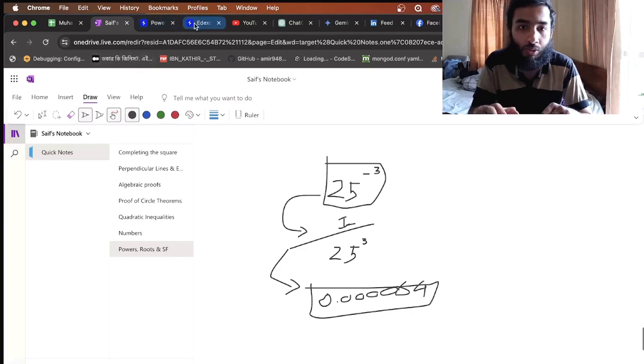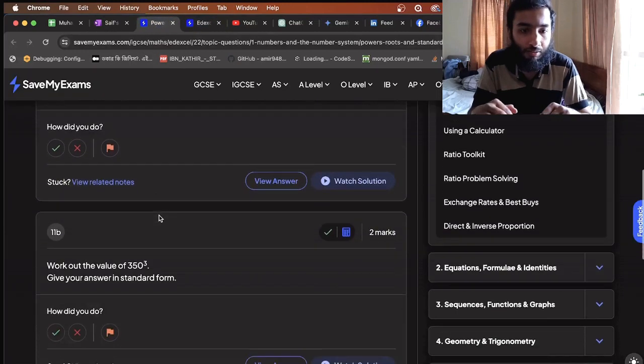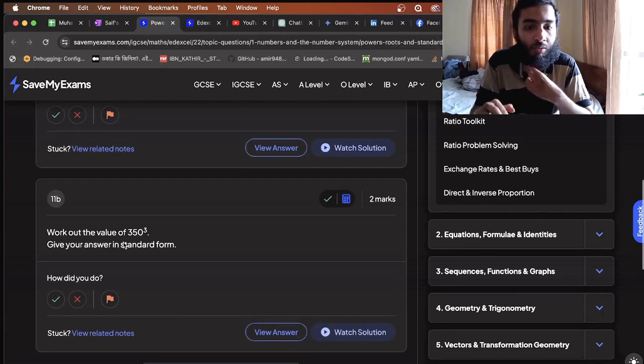If we focus on the second part of the problem, it says you have to work out the value of 350 cube, and you have to give the answer in standard form.